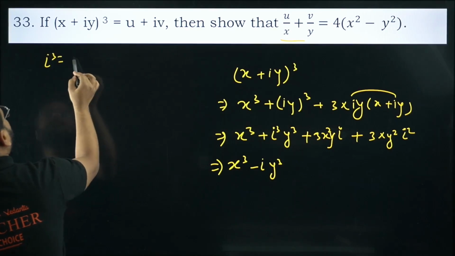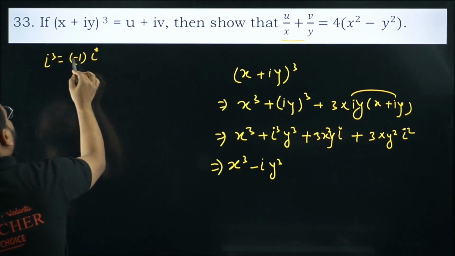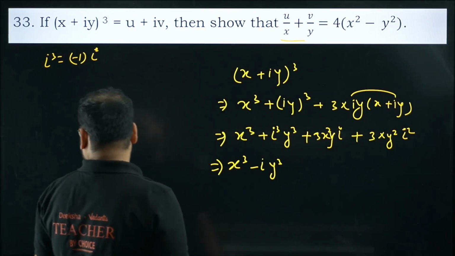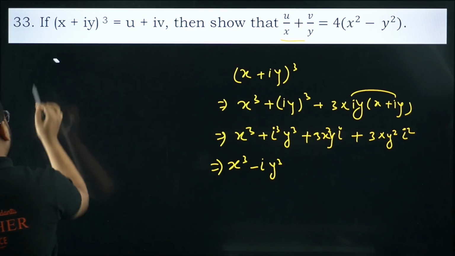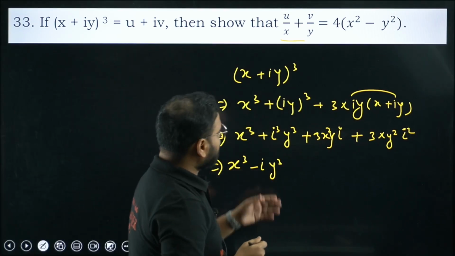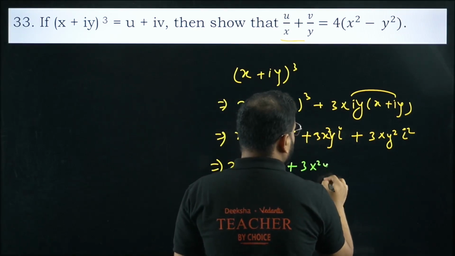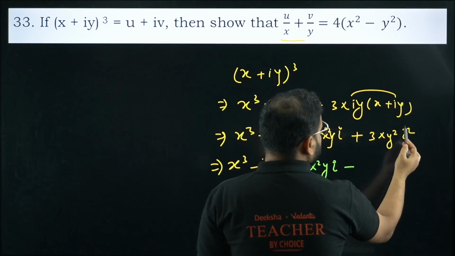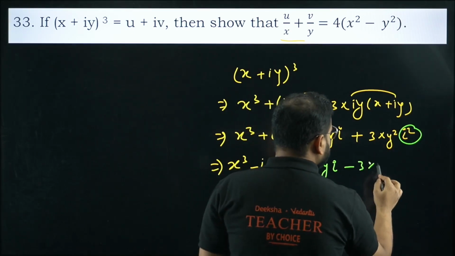You know this value, right? i cube is nothing but minus 1 into i, because i square is going to be minus 1, that's why. Please check. So I'm going to erase this part just for now. Alright. What I get over here is x cube minus i y cube. Over here I get 3x square y with i, minus, this is going to be minus, no? i square is minus, right? So minus 3xy square.